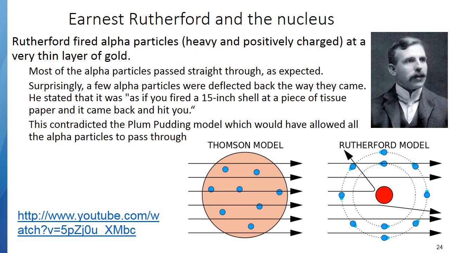Rutherford was a student of Thomson, and he did some further investigations. He took a thin piece of gold foil and shot small particles, which are positively charged particles. Alpha particles are small positively charged particles. He shot them through the foil, and he detected where they ended up after they went through the foil. Well, most of them went through the foil. However, surprisingly, a few of them were deflected back the way they came.